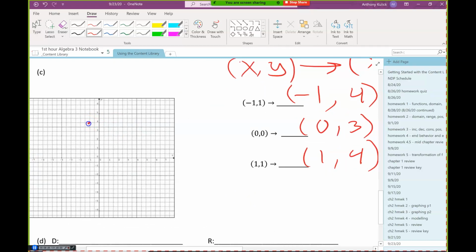So I'll just plot my points now. So here's (-1, 4). There's (0, 3). And there's (1, 4). I'll draw my graph. The graph of an absolute value function should always look like a V or a wedge. If you get a straight line, you should know that you've made a mistake. The most likely place where you've made a mistake is somewhere with a negative sign, probably on this point.